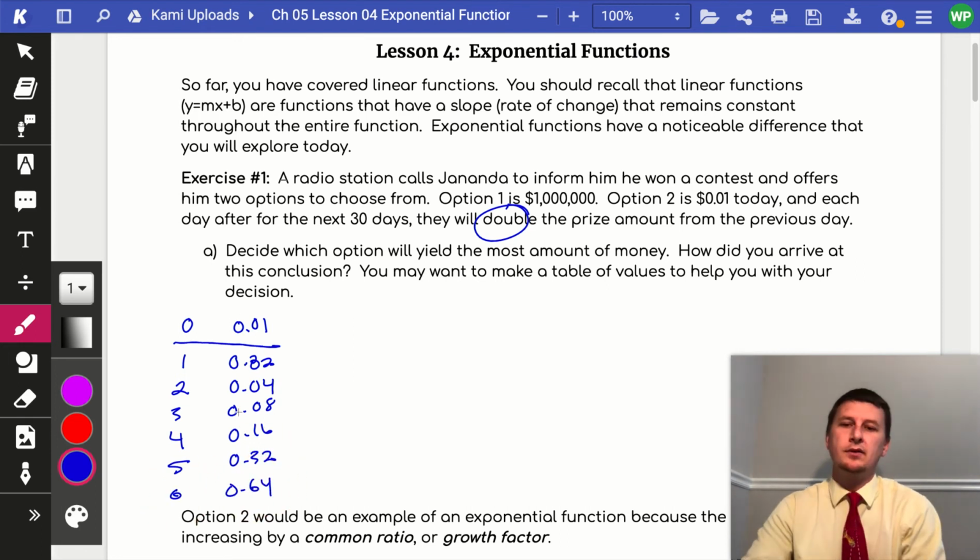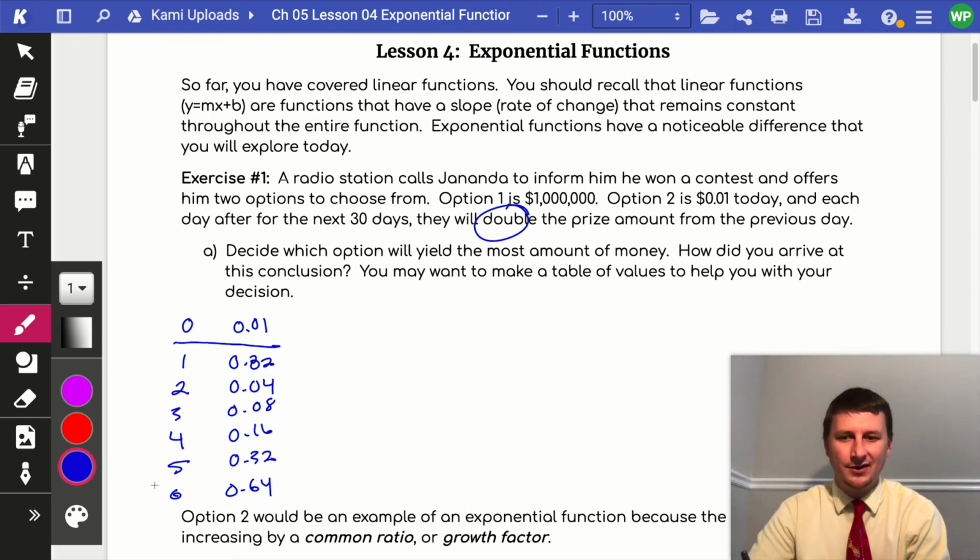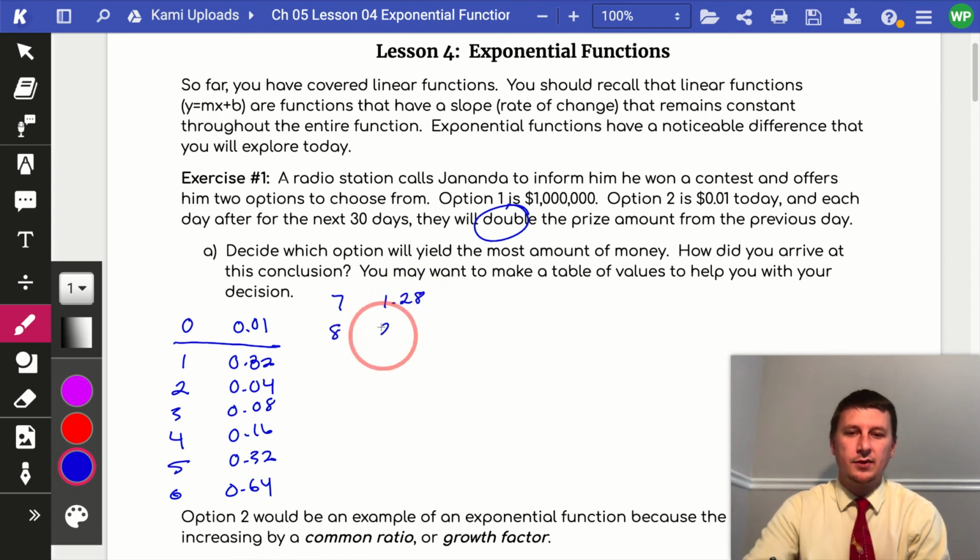Okay, so these numbers right here are making me lean towards option 1 because I know we're going to 30 days, but still, look, we're less than $1. We're not even making $1 yet on a single day. And $1 million is looking a lot more enticing. But let's keep going and let's see what happens. 7 days, we're now at over $1 at $1.28. 8 days, we're at $2.56. 9 days, $5.12.